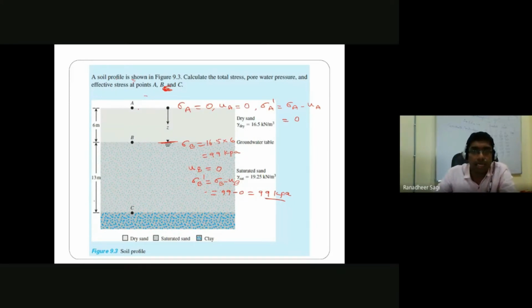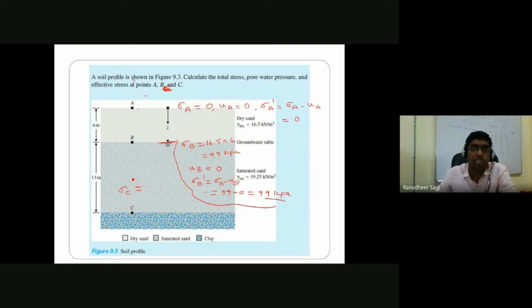And next, moving ahead to see how to calculate the total stress at point C position. So, the total stress at point C, if I wanted to calculate.